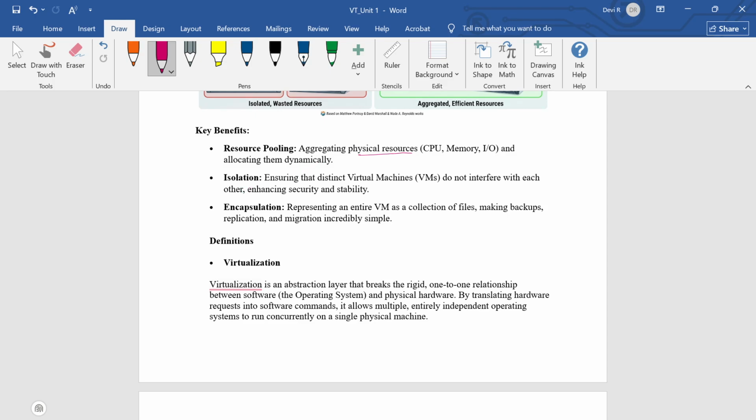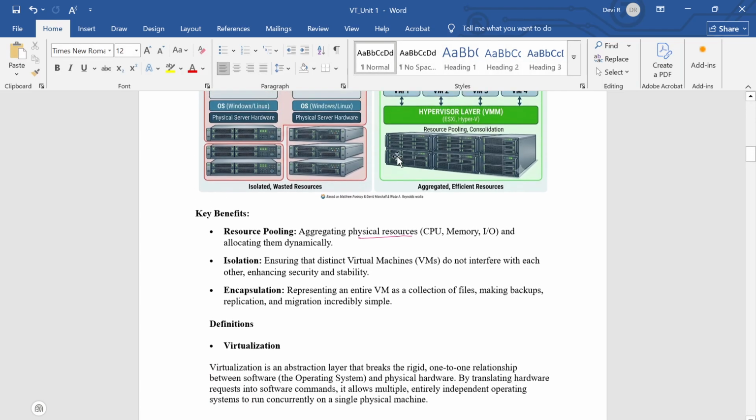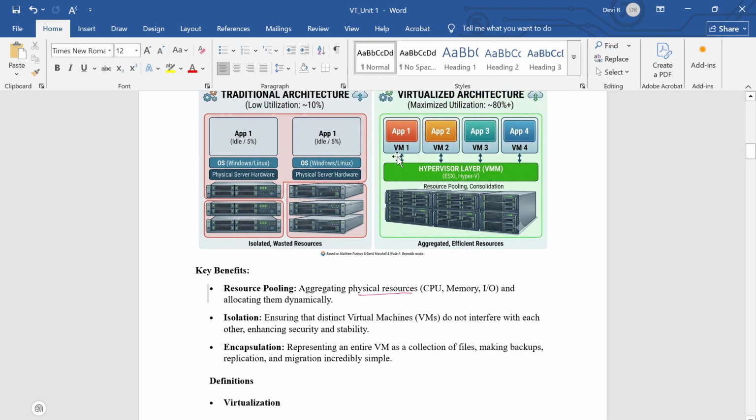And the isolation. If you see the representation in the figure, what is known as isolation? Isolation means we are going to separate one system from another system. One system should not interfere with the operations and applications of another VM2, right? So that is known as isolation: ensuring distinct virtual machines do not interfere with each other, enhancing security and stability.